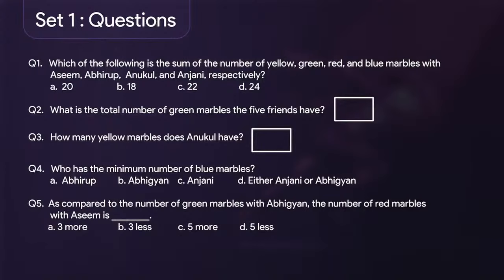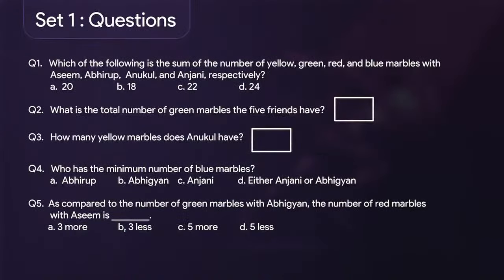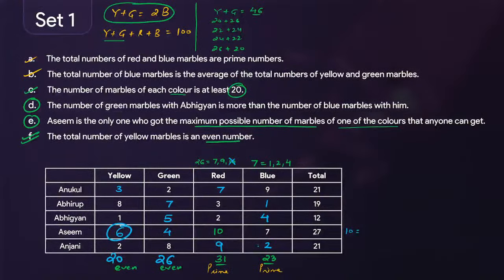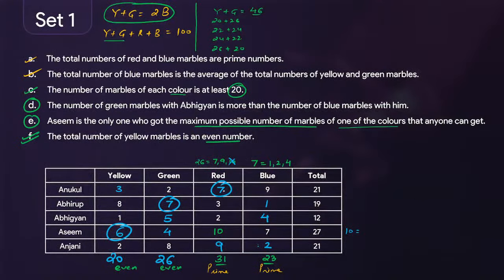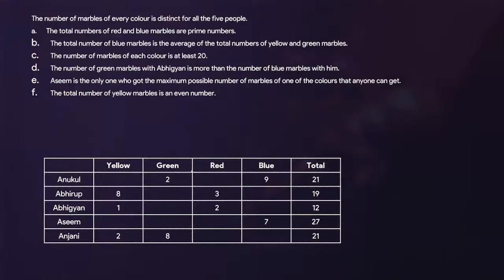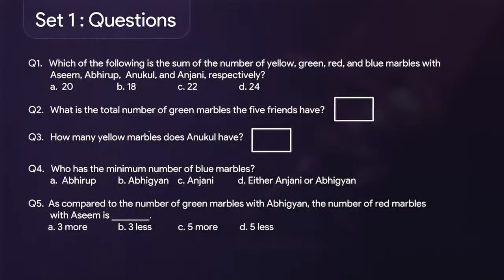So number of yellow marbles with Asim. Yellow with Asim is 6. Number of green with Abhiroop. With Abhiroop, number of green. Red with Anukul. And blue with Anjani, where it is this one. So just add these numbers. 6 plus 7 plus 7 plus 2. So that is, yes, any answer? So it will be 22 and that will be the correct answer for this question.